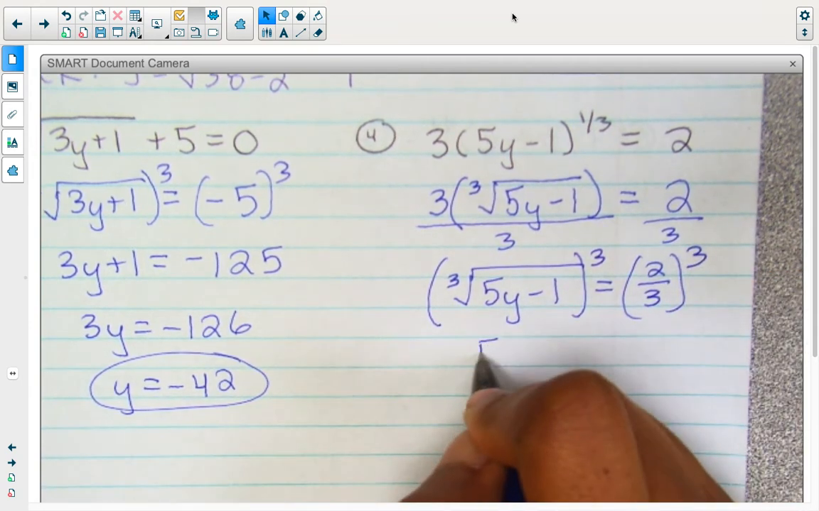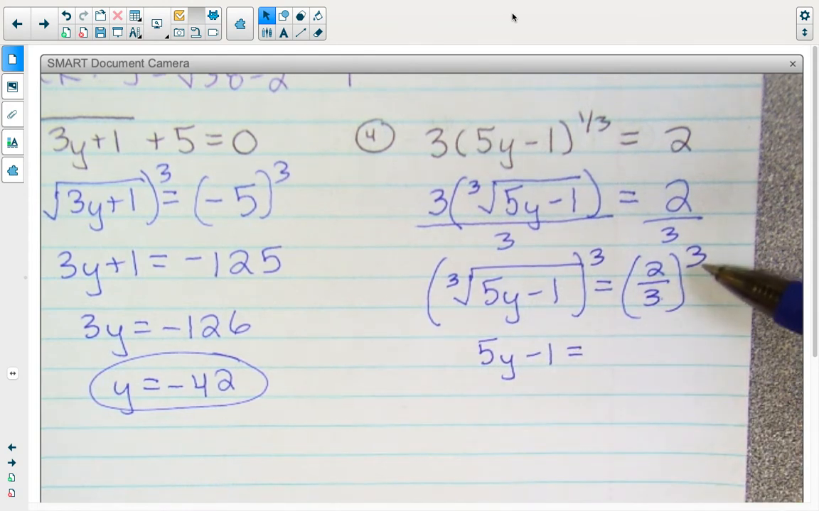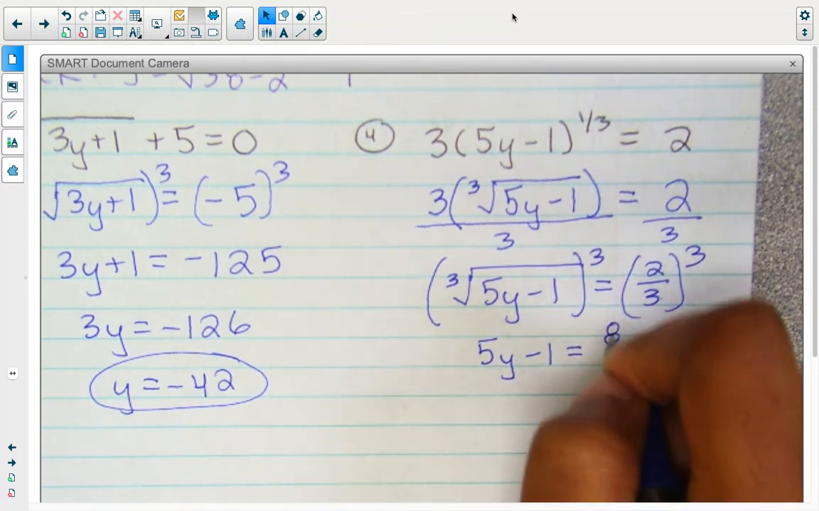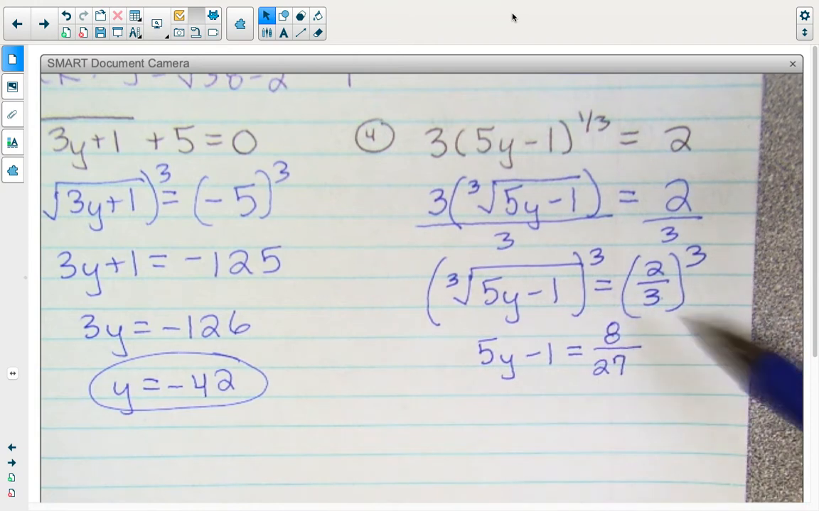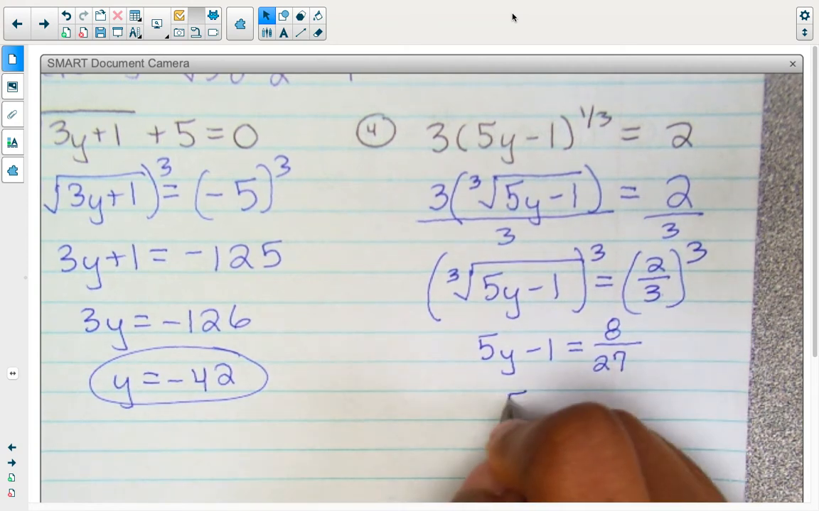So now this gives me 5y minus 1. 2/3 to the 3rd power. Type it in a calculator. That's 2/3 times 2/3 times 2/3. That is 8/27. So you can simply type this in the calculator, 2/3 to the 3rd power. It'll give you 8/27. We're going to add 1 to both sides.